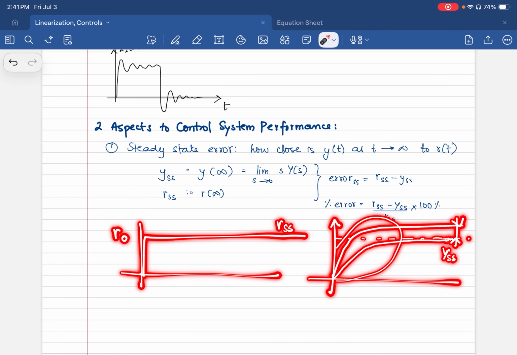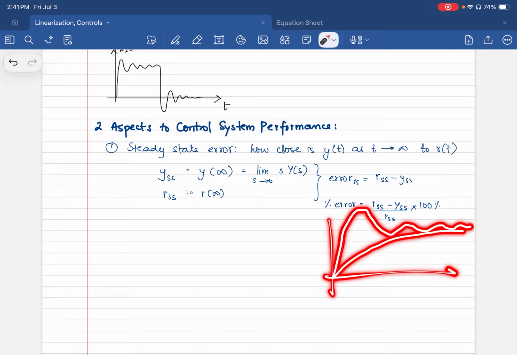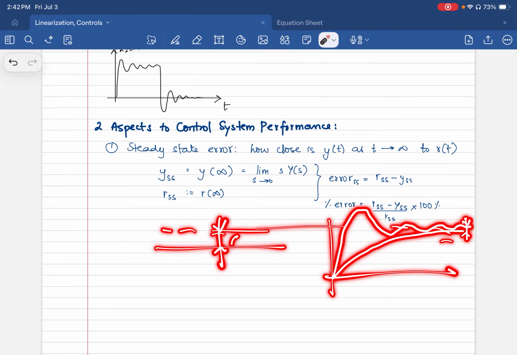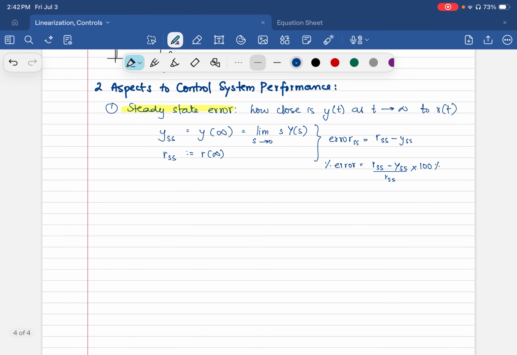It doesn't care about how it achieves it. It doesn't care about whether it overshoots and then stabilizes or it goes straight to that point. It doesn't care about any of that. It only cares about at the time t going to infinity, is there a gap between your target RSS and your YSS? This epsilon error should be equal to 0 if you have great control system performance. That is related to the final outcome given time t going to infinity.